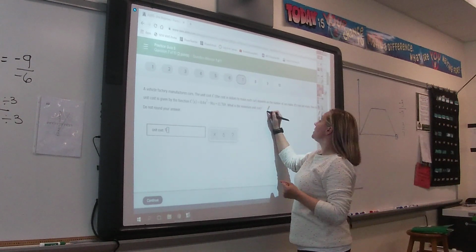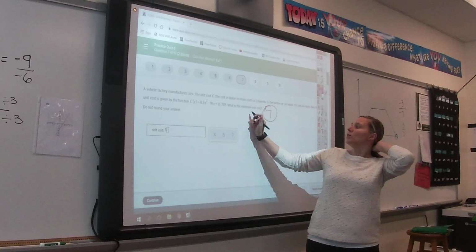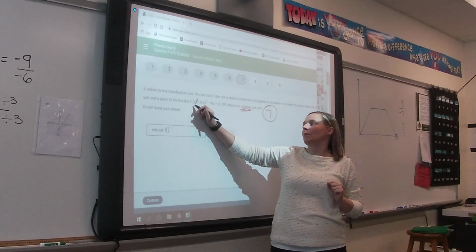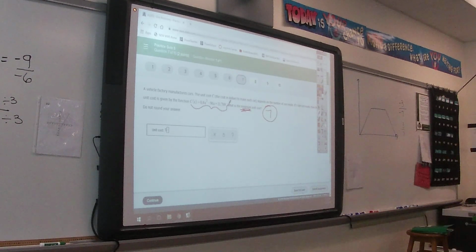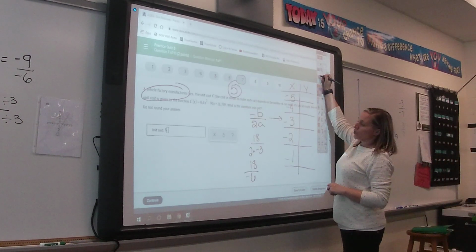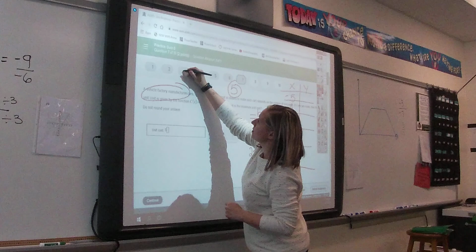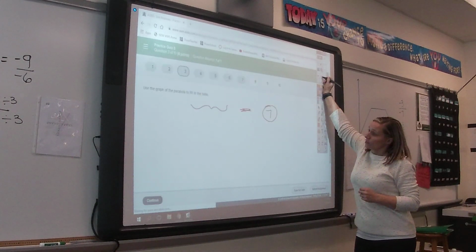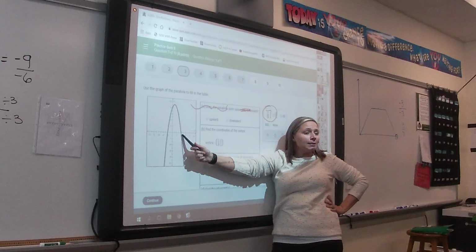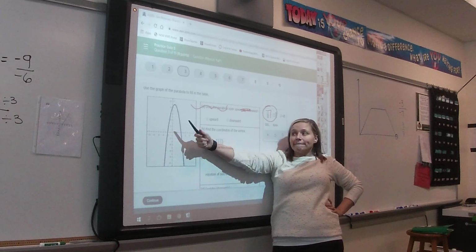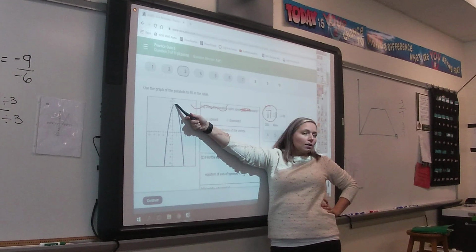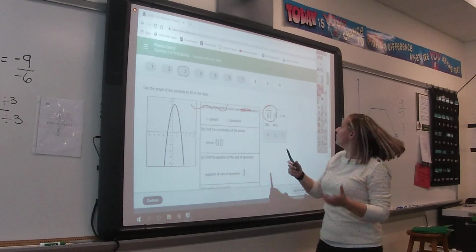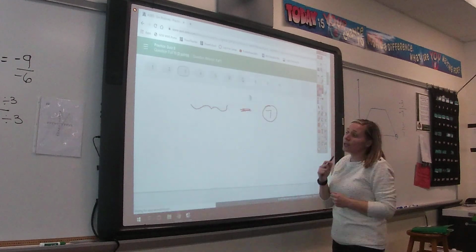So number 7. If we want to find the minimum or maximum, what is the minimum or maximum of a quadratic? Let me ask you it this way. What point is the minimum or maximum on this? What's this called? The highest. And what's this point called? The vertex. How do we find the vertex? Mathematically speaking, how do we find the vertex?